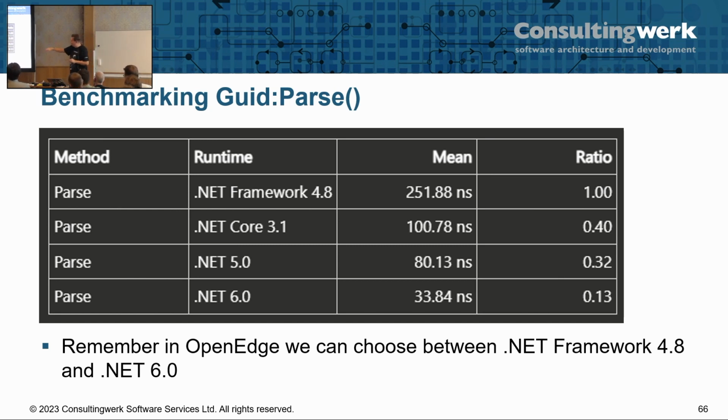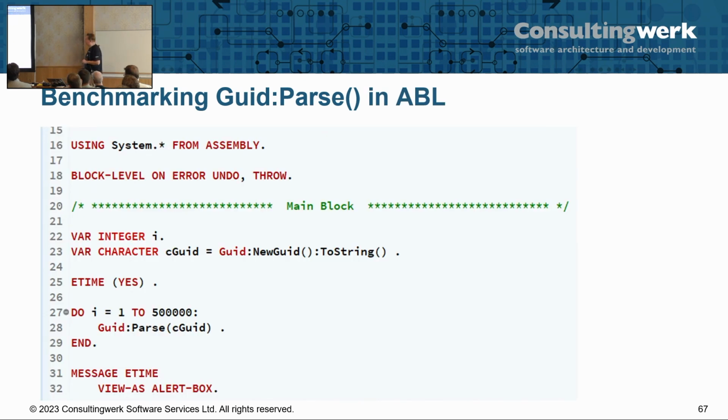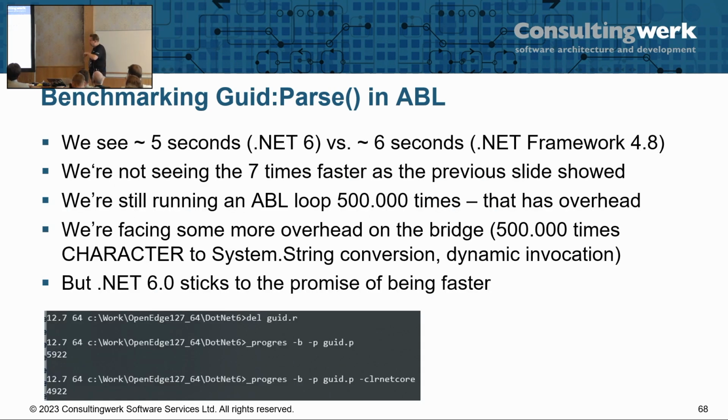So that's the improvements that Microsoft says. They're saying with .NET 6, a 6 times improvement. 0.13 is roughly 6 times improvement. So doing a test in ABL, comparing 4.8 framework in 12.7 to 6.0 core framework, doing it 500,000 times, because it's not that slow that it takes much more. And I see a timing difference, 5 seconds versus 6 seconds. So it's a 20%, it's not 6 times, 20%, still significant.